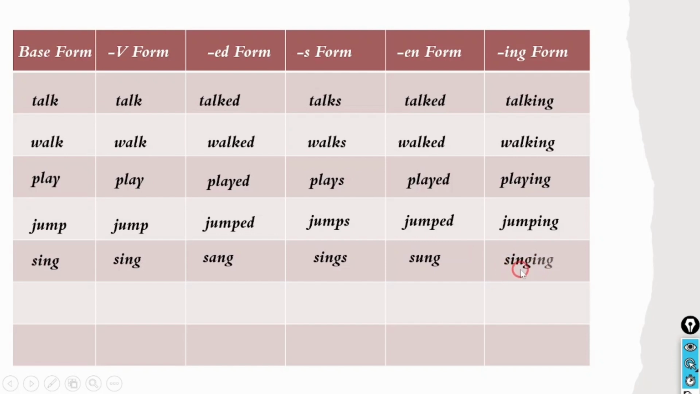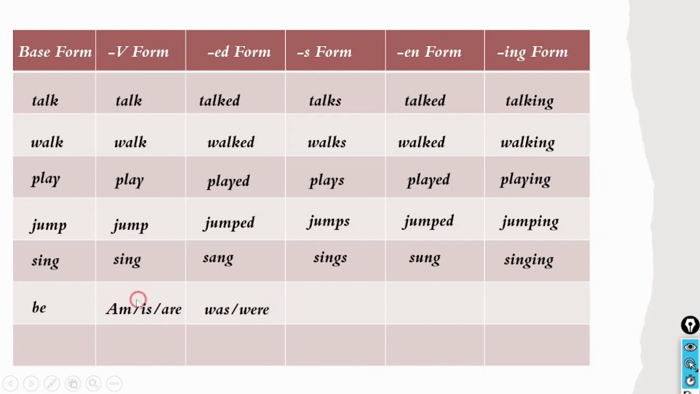Then here you can put singing. To the word sing, you add ing. Then here, be is also a verb, and the base form is be. So to the be form, it should be am, is, are. Then to the ed form, am, is, are becomes was or were.